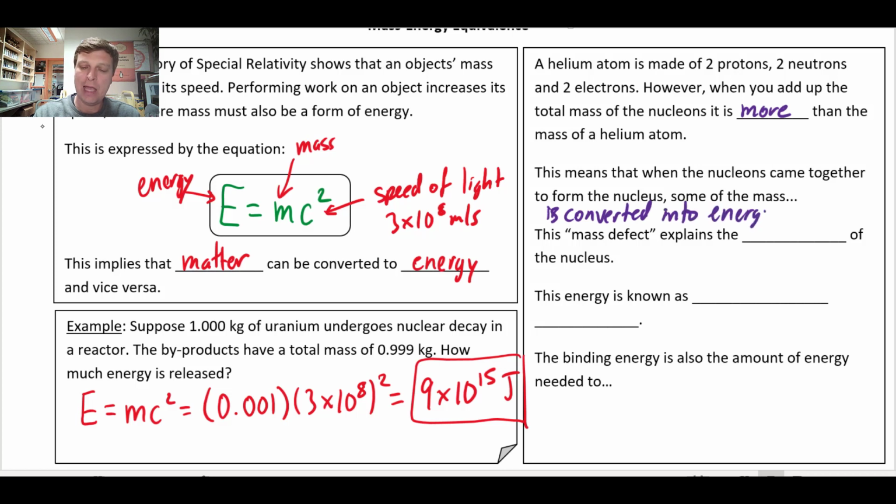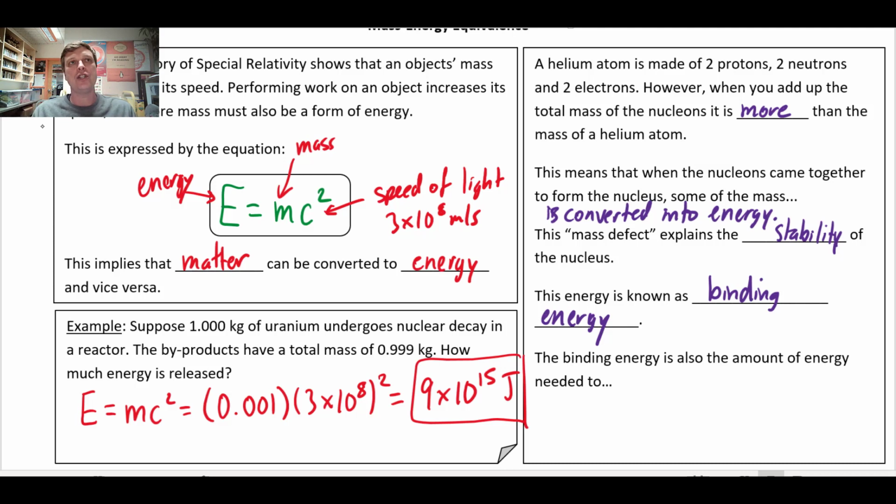Now, this should not be a huge surprise because helium as an atom is very stable. And when we say it's stable, what we mean is it is at a lower energy. So 2 protons, 2 neutrons, 2 electrons would prefer to be a helium atom because that is a more stable, lower energy configuration for that matter. Now, this mass defect explains the stability of the nucleus, right? The reason the nucleus stays together is because it has released energy and become more stable, okay? And this energy is known as binding energy. It is the energy that is released by the formation of a nucleus, okay?